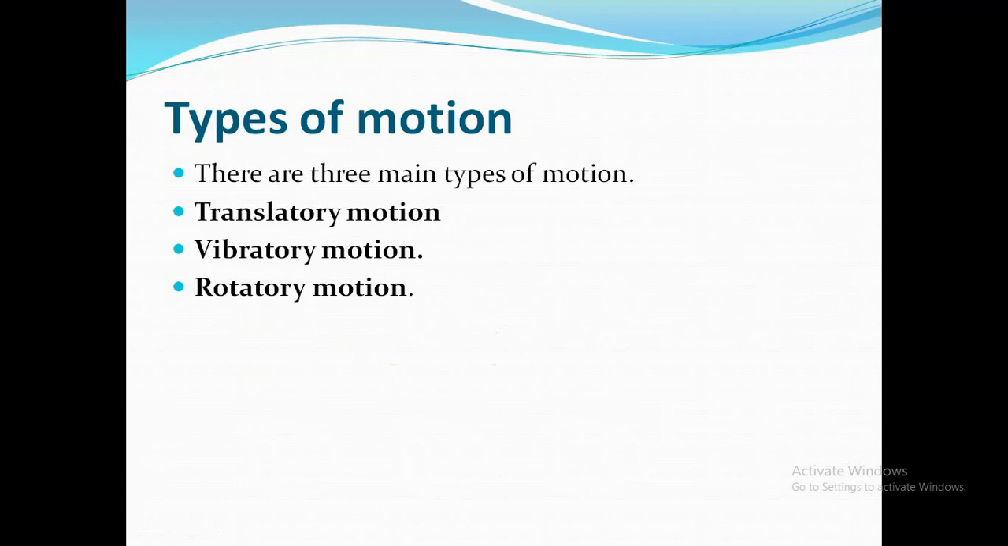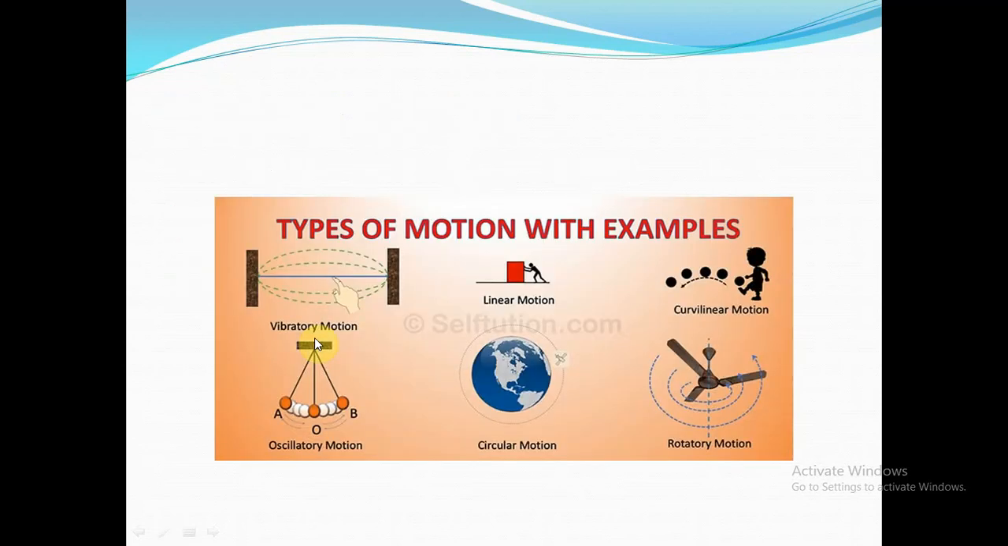Now we will discuss the types of motion. There are three main types of motion: translatory motion, vibratory motion and rotatory motion. We will discuss the first one first. This is a diagram which shows the different types of motion: vibratory motion, linear motion, which we will discuss later, oscillatory motion, circular motion and rotatory motion.